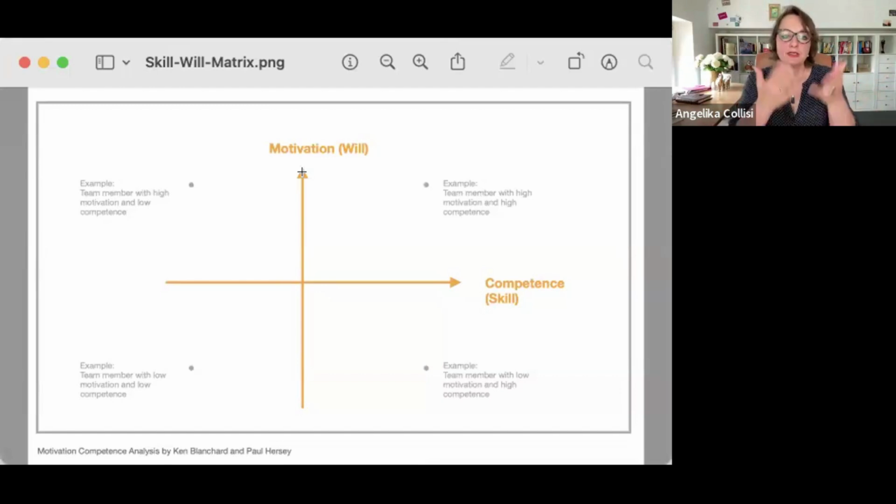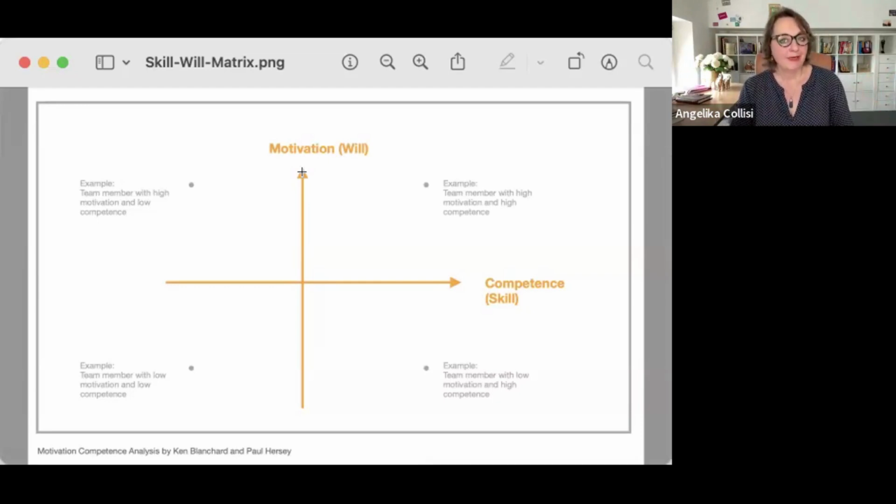You can print out this skill-will matrix, or just draw it in your notebook, and think of each of your individual team members and think about them: do you think they are high in skill and competence and high in will, or where do you rank them? And then basically make a dot in one of the quadrants.